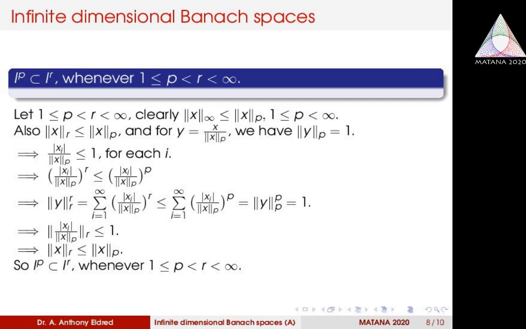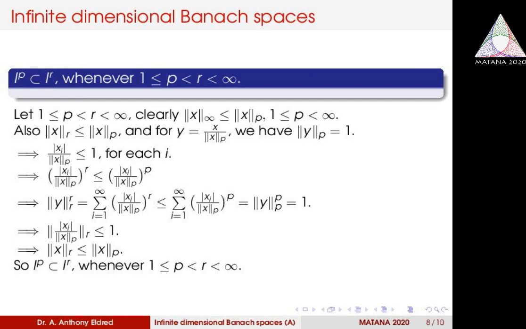So now we are going to show that the r norm of x is less than or equal to the p norm of x for p less than r. For this we take y equal to x divided by the p norm of x. So clearly the norm of y in p norm is equal to 1, and therefore each coordinate of y, that is modulus of xi divided by the p norm of x, is definitely less than or equal to 1, because the whole norm itself is equal to 1, and so this is a real number between 0 and 1.